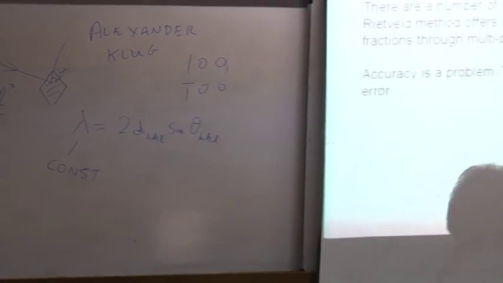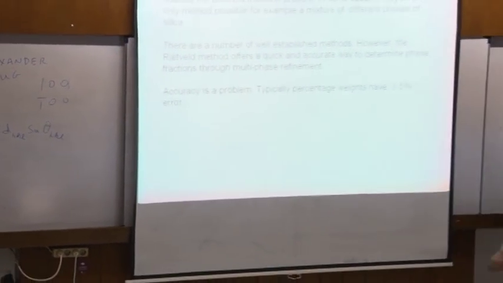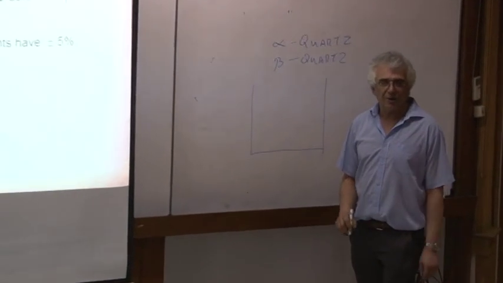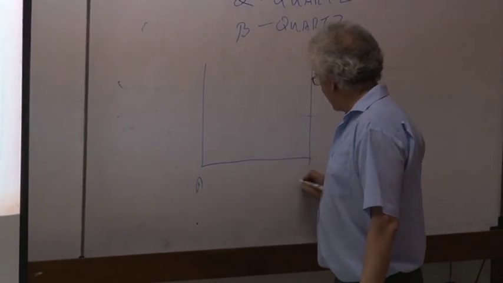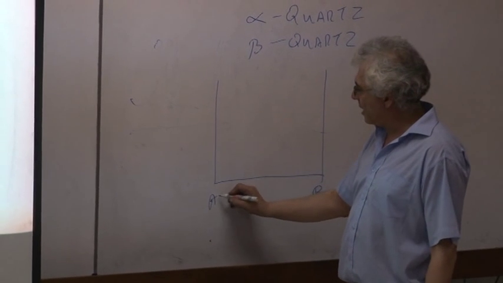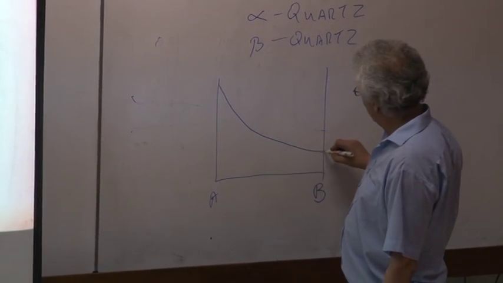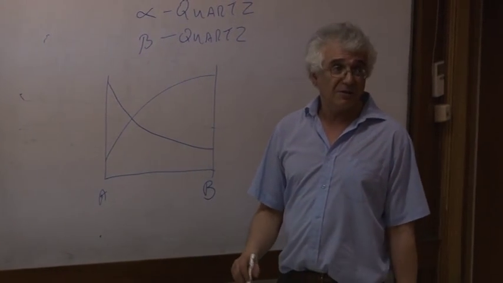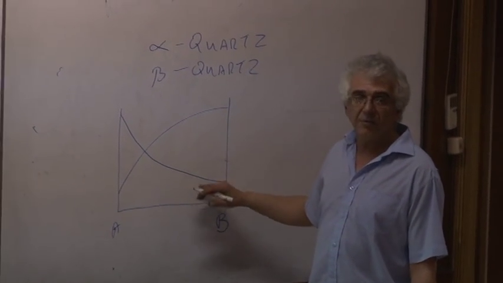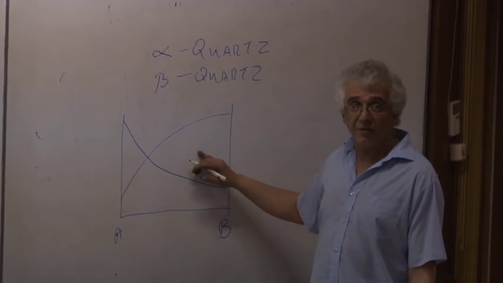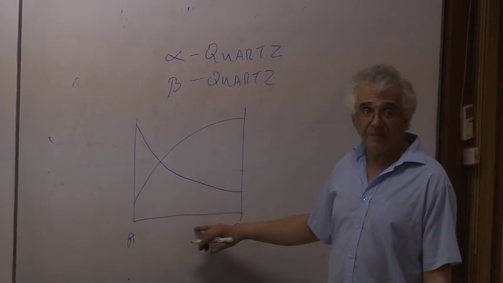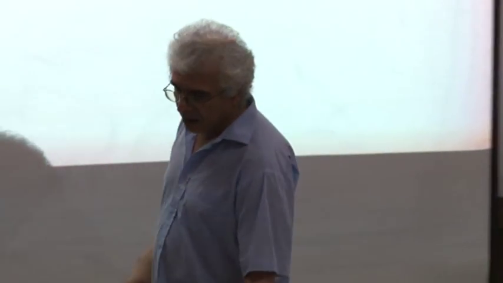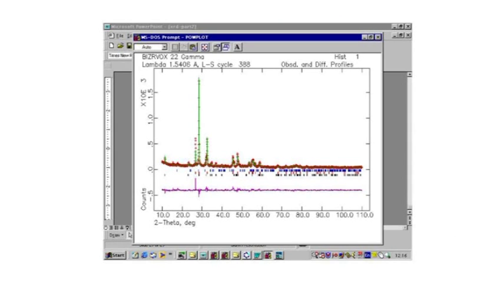One of the problems with this is that it is not a simple linear relationship. So if this is a mixture of A and B, then your scattering might look something like this. It's not a simple linear relationship between the amount of scattering you get from a compound and its percentage weight. So you have to be rather careful. But the Rietveld method is not bad.